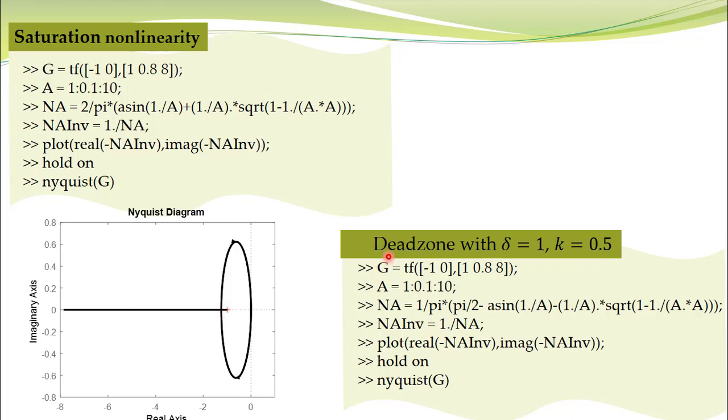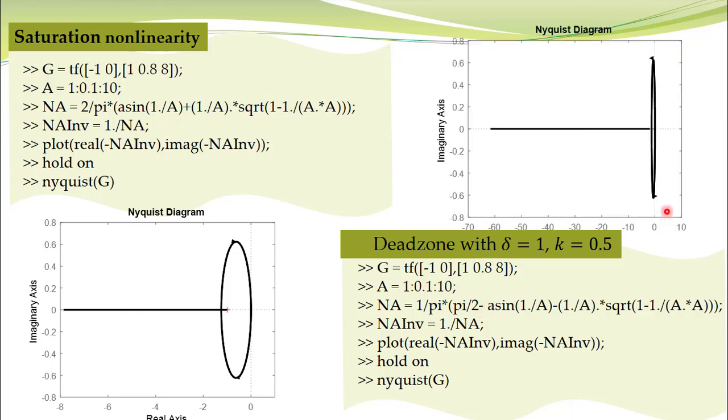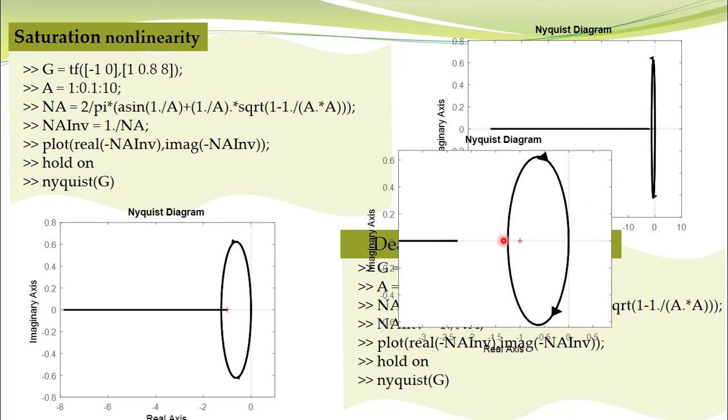Here is the code for the dead zone nonlinearity. Again, everything is the same except that the describing function for dead zone nonlinearity is written over here, and here is the plot for describing function, inverse of describing function, and here is the Nyquist plot. If I zoom this region, you will see that the two curves do not intersect with each other. That means there is no solution to that equation, and which means that no limit cycle exists in that particular system when we have a dead zone nonlinearity.